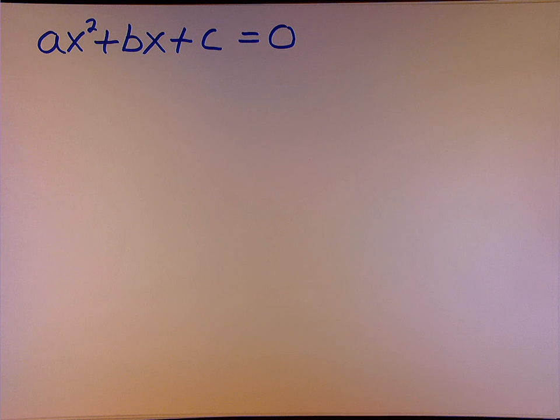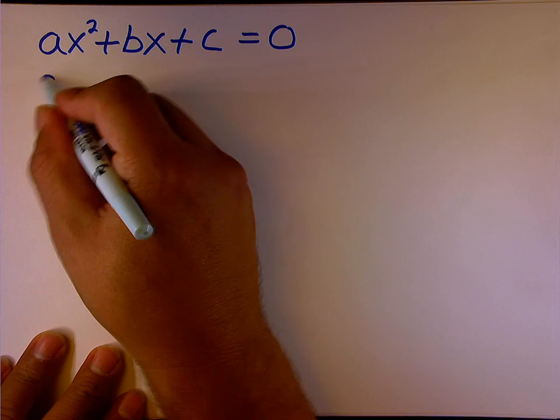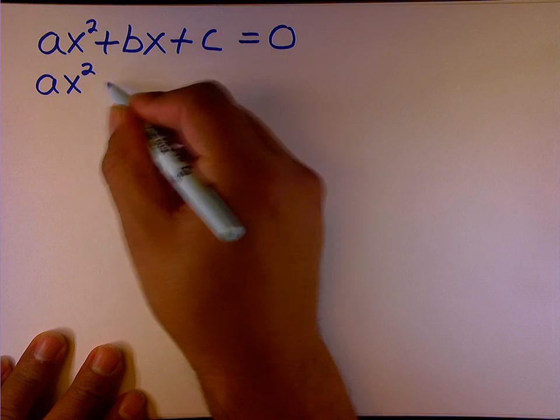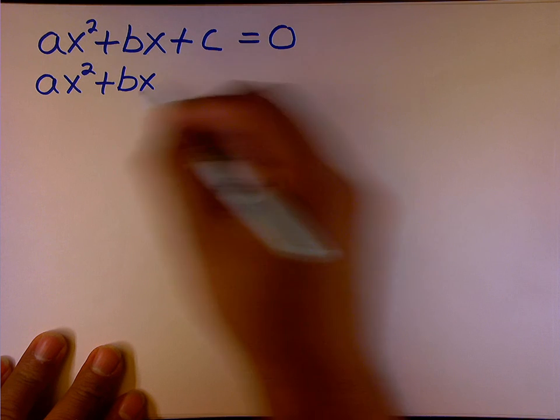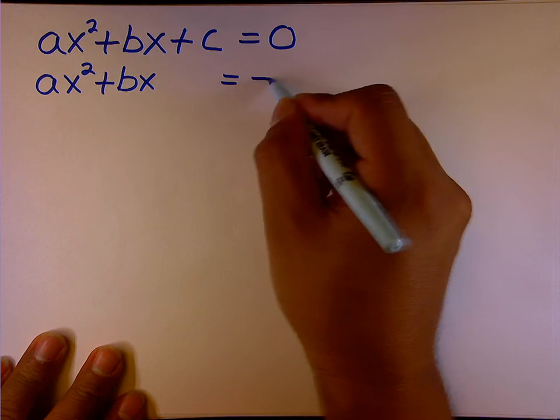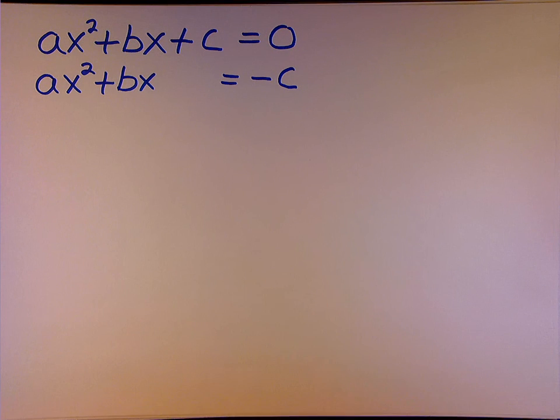Okay, we're going to solve the generic equation ax squared plus bx plus c by using the completing the square technique. First step in completing the square technique is to get the x squared and x by themselves on one side. I'm going to do that by removing the c with subtraction. So I have subtracted c from both sides.